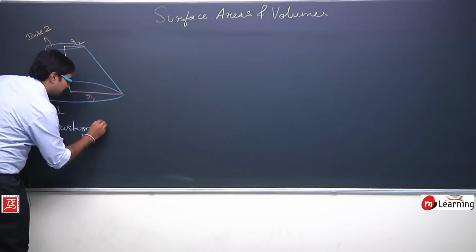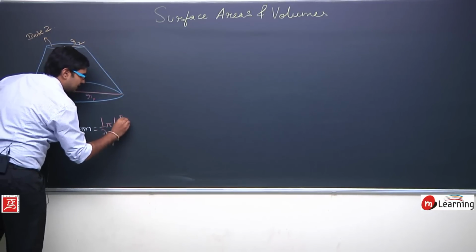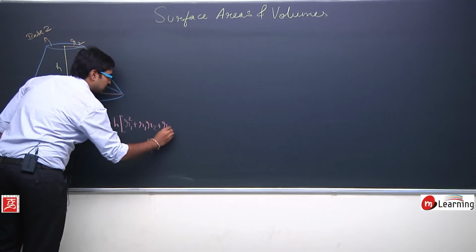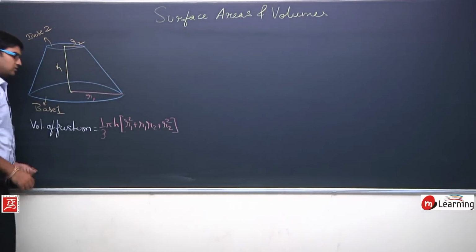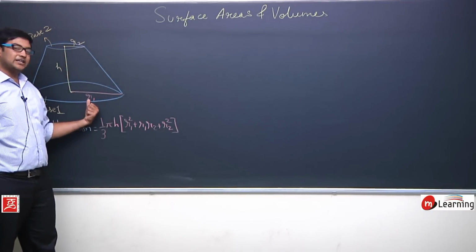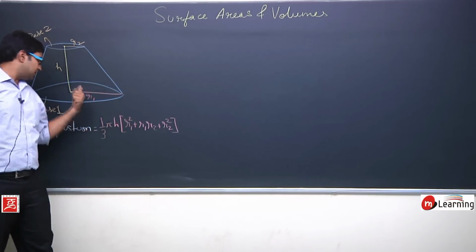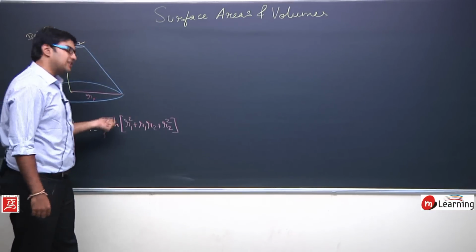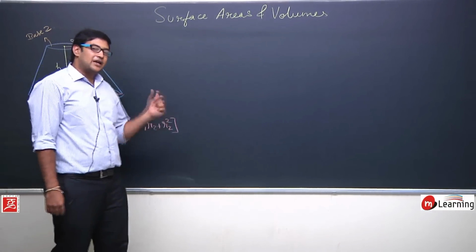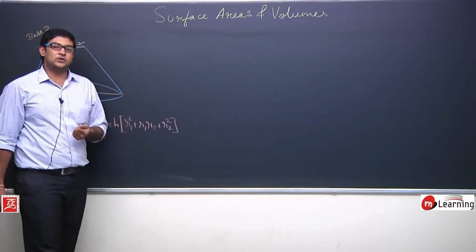The formula for volume is 1/3 pi h (r1 square plus r1 r2 plus r2 square). So this is the formula for volume that we have discussed, where r1 is the base radius, r2 is the radius of the other base, and h represents the height, and 1/3 and pi are constants. Now this formula may be a bit difficult to remember.